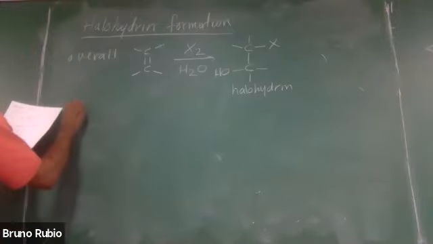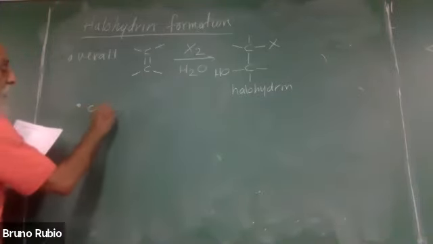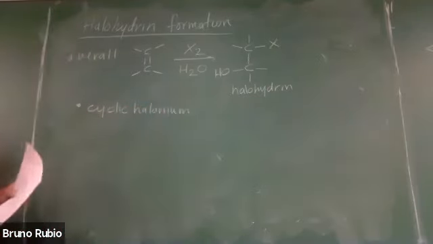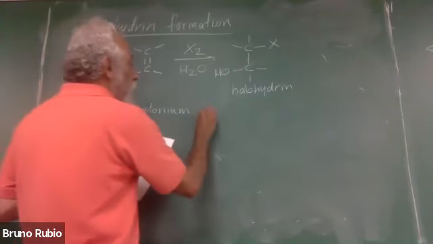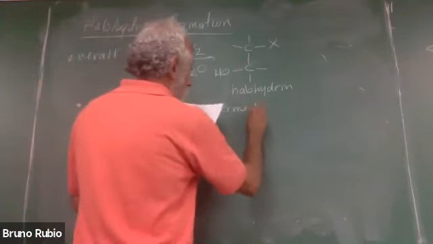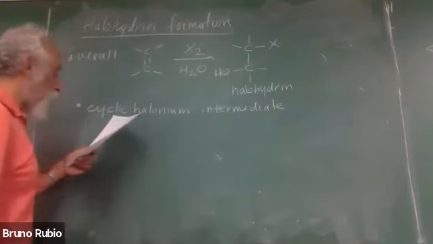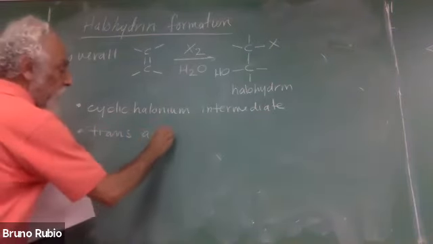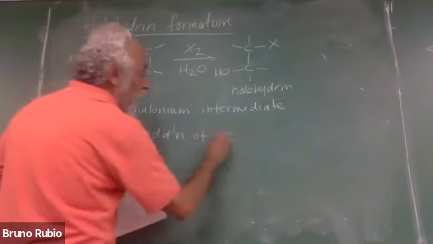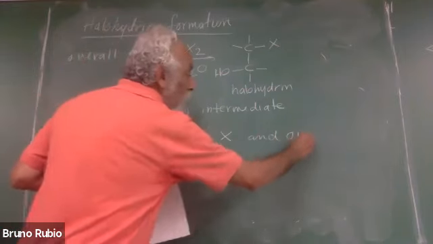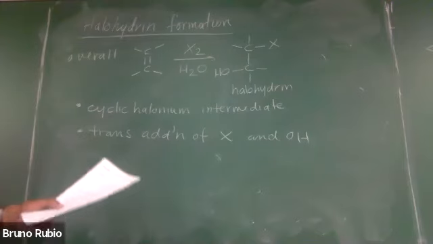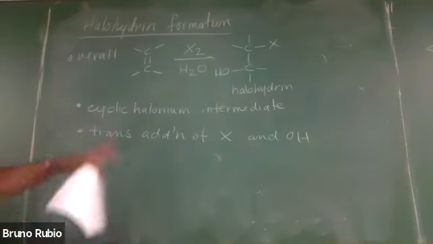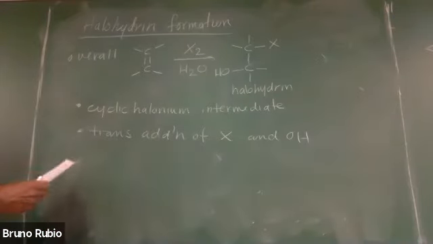All right, bullet points for the reaction. Cyclic halogen intermediate, just like we saw before. No carbocation. Trans addition of X and OH, right? Just like we see with halogenation, the new X and the new OH, one of them is going to be a dash, one of them is going to be on a wedge.